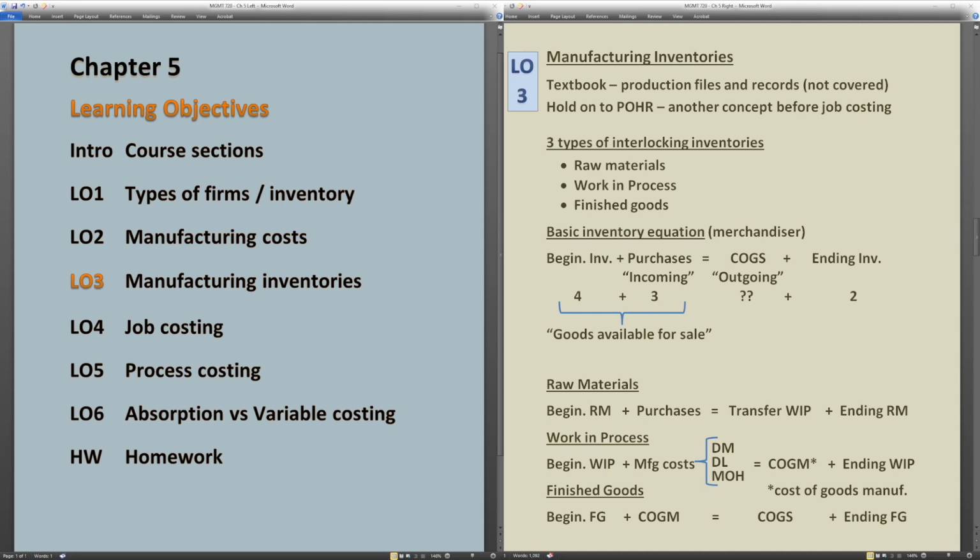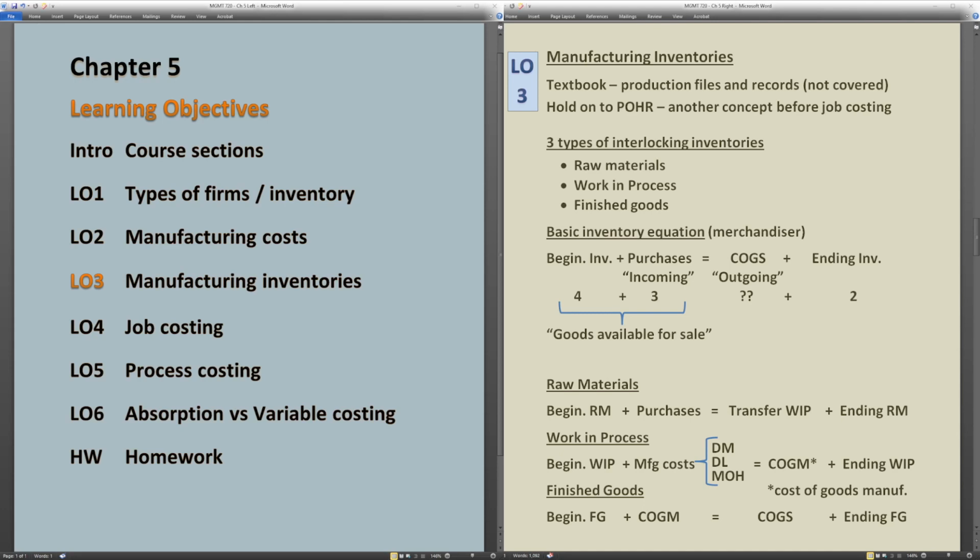I also point out that a lot of times we use the phrase goods available for sale to represent the 2 items on the left side. In other words, how many items could I have sold that month? I could have only sold 7 because I started with 4 and I bought 3. So at any one time, I had a maximum of 7 items I could sell. So we call the beginning inventory plus purchases, or whatever the phrase for the incoming amount is, goods available for sale.